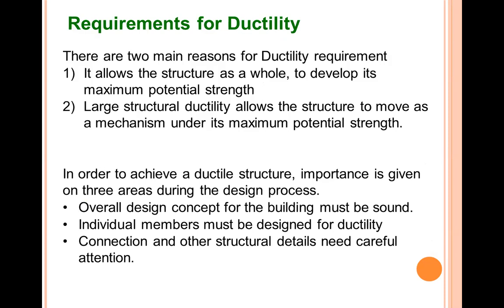And the second one is large structural ductility, which allows the structure to move as a mechanism under its maximum potential strength. So what are the two main reasons for the ductility? The two main reasons are: it allows the structure as a whole to develop its maximum potential strength. That is the first reason, to develop the strength to resist the lateral forces. The second one is large structural ductility.